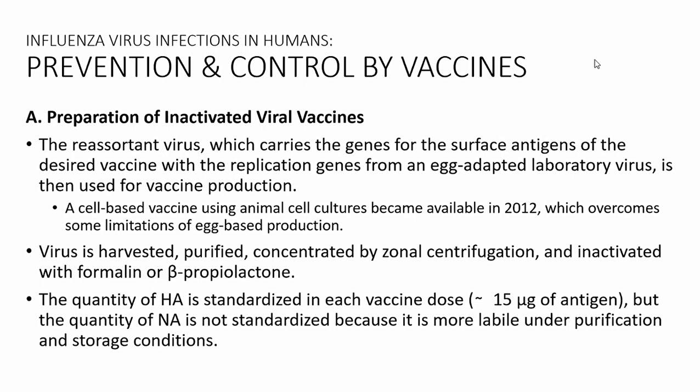Virus is harvested, purified, concentrated by zonal centrifugation, and inactivated with formalin or beta-propiolactone. The quantity of HA is standardized in each vaccine dose, which is more than 15 micrograms of antigen. But the quantity of NA is not standardized because it is more labile under purification and storage conditions.